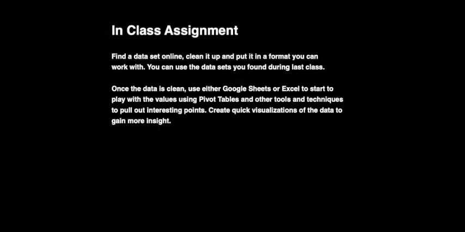So here's a little assignment that I want you guys to work on. Find a data set online, clean it up, and put it in a format you can work with. You can use the data set you found during last class if you wanted to. Once the data is clean, then use either Google Sheets or Excel to start playing around with the values, using pivot tables and other tools and techniques to pull out interesting points. Remember to always quickly visualize your data for insight, because it's really hard to see what's going on with the data just looking at rows and columns of numbers. So you always want to visualize it constantly.